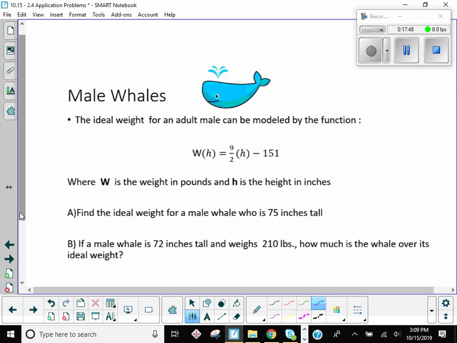But isn't that what whales are known for, right? Blubber, right? It's good for them to be fat, right? I'm not exactly sure. I guess they can have too much fat because we have this equation that represents their ideal weight.